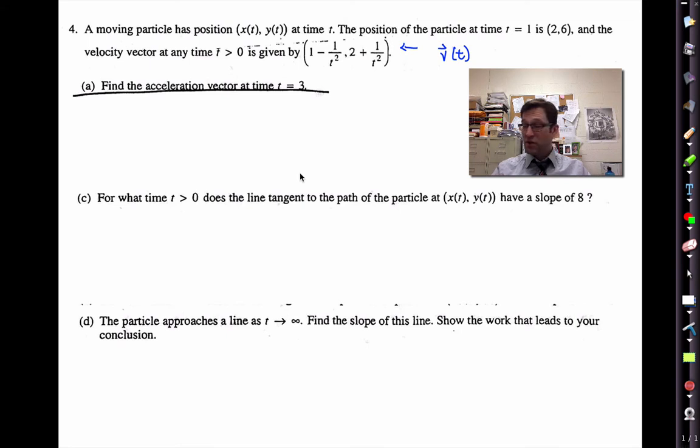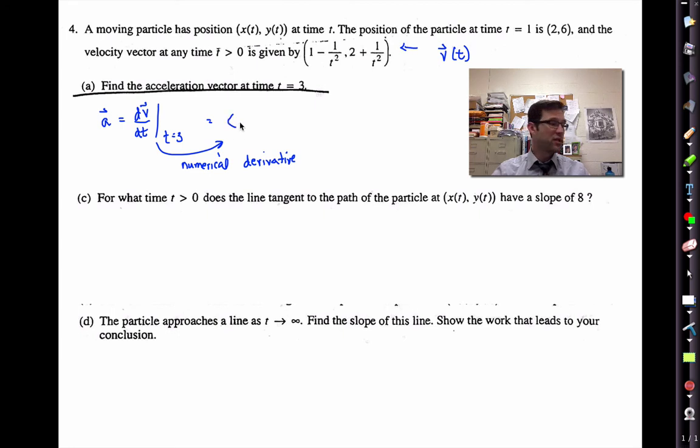All right, not much work we even have to show for this. I'm not sure why I gave this much space. The acceleration vector is the derivative of the velocity vector, specifically at t equals 3. So we'll do that with a numerical derivative again. We're not going to show the numerical derivative command. We're just going to show this. All we have to do.